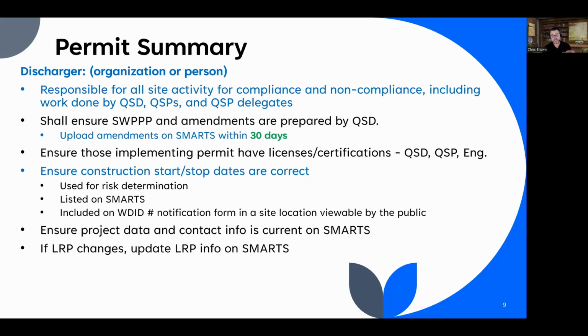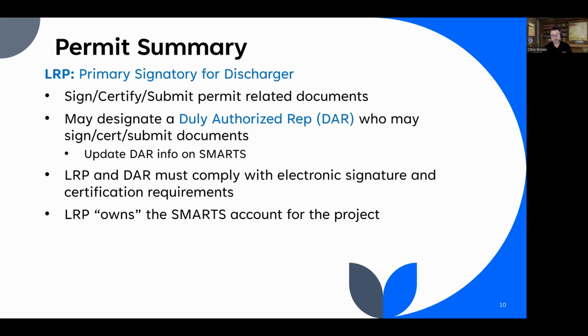So the discharger, the entity, could be a home builder, an organization, a commercial company, or a person. The discharger is really just the project proponent, but they're responsible for making sure that SWPPP amendments are uploaded within 30 days, and that everyone that works for them has appropriate licenses and certifications, and that the dates are correct. This is very important for risk determination, what's listed on SMARTS, and of course on that public posting notice. The LRP, the legally responsible person, is the primary signatory for the discharger.